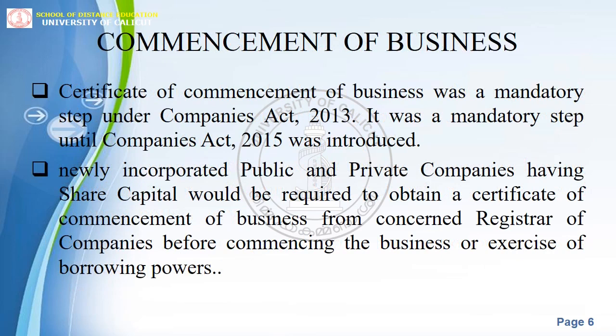Commencement of business. A company gets a legal approval certificate from the registrar office for the commencement of a particular business or a specific company. This certificate is known as the certificate of commencement of business. After verifying the documents, the registrar office approves this certificate.